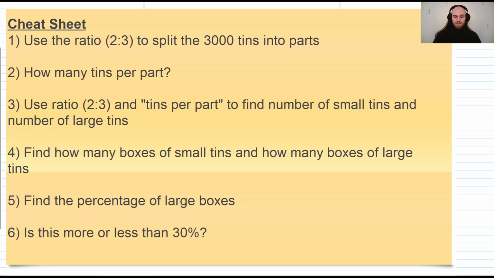So if we go to the cheat sheet, number 1, we're going to use this ratio 2 to 3 to split the 3,000 tins into parts. We're going to ask the question, how many tins per part?